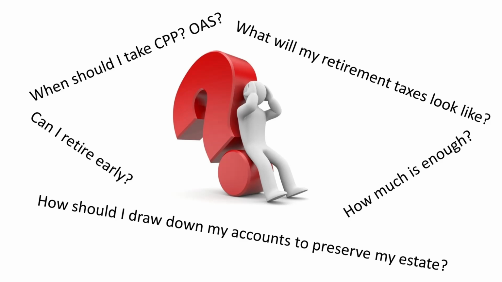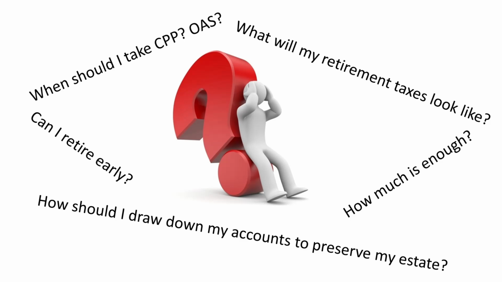How much you need to save for retirement while still working, when to retire, how much you need or want to spend when retired, how to draw down your investment accounts, and when to start your pensions, including CPP and OAS. All of these decisions have financial and tax implications. The choices you make can take you closer to or further from your retirement goal.